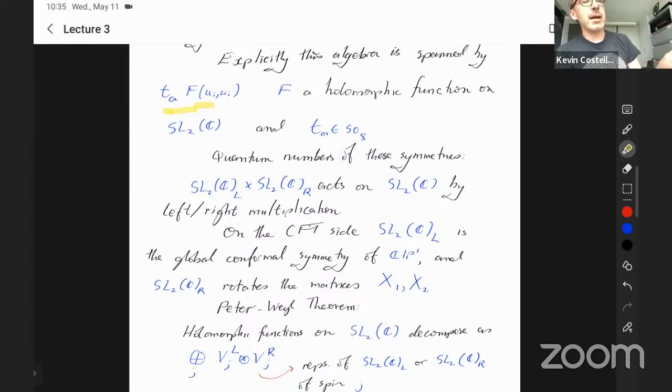So on the CFT side, we also have those two SL2 actions. The left one is the global conformal symmetry, which rotates CP1. So this is kind of the analog of SO42. And the right one, in our theory we have two matrices and they have a symmetric role. This right action rotates those matrices. So this is the analog of SO6.